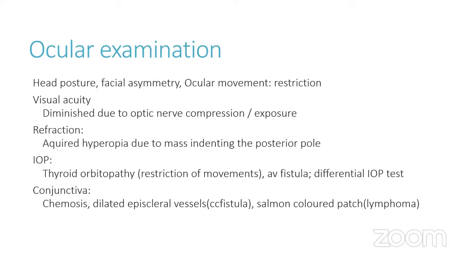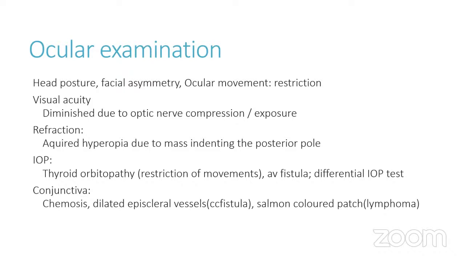A patient could also complain of diplopia, vertical or horizontal, based on the globe position. Then refraction: the patient could have acquired a hyperopia, maybe because of a mass indenting the posterior pole. Then checking of the IOP is important in case of thyroid orbitopathy or where there is restriction of movements, AV fistula; the IOP may seem raised. A differential IOP test can be done, where there is a difference of at least 6 mm Hg between the reading in primary gaze versus in a gaze where there is a restriction of movement, which is known as Braley's test.